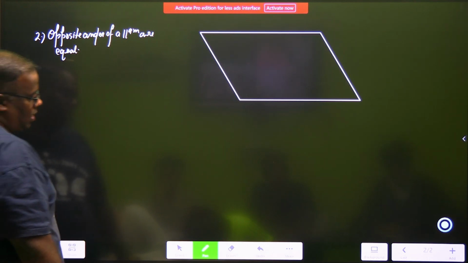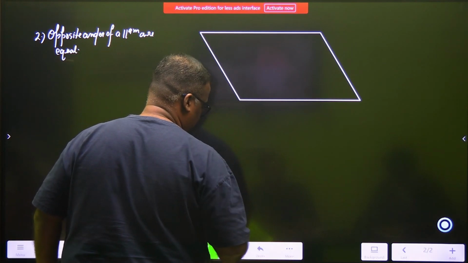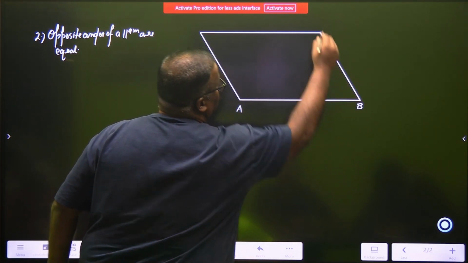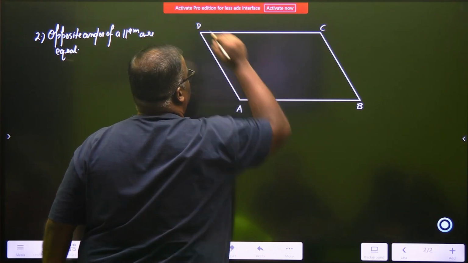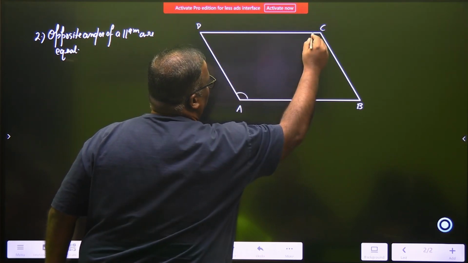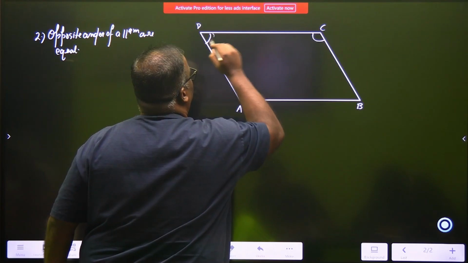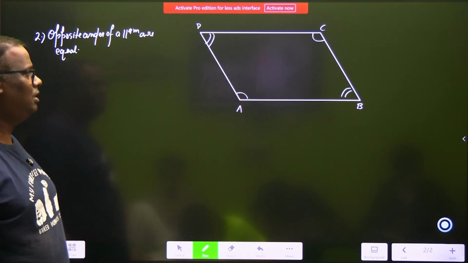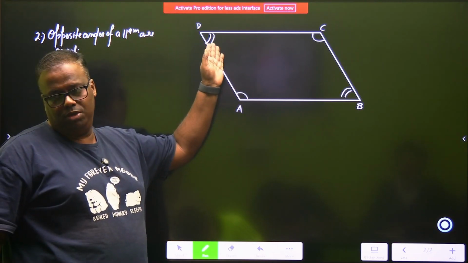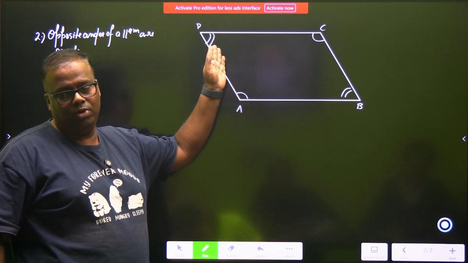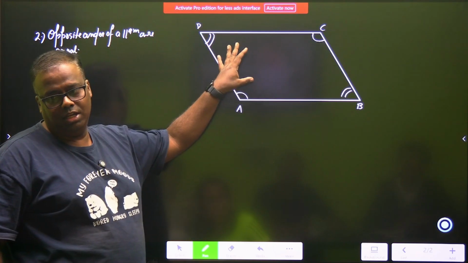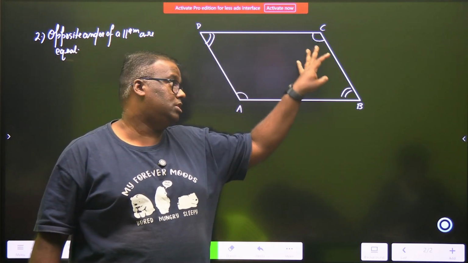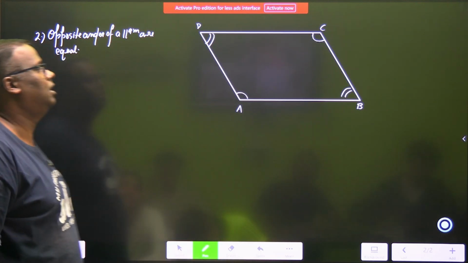Which means that if this is A, this is B, this is C, this is D, this angle will be equal to this angle, and this angle will be equal to this angle. How to prove it? Very easy. They are parallel. So this plus this should be equal to how much? 90 degree. Sorry, 180 degree. Consecutive interior angles or co-interior angles. This plus this is also 180. This plus this is also 180. यहाँ से आ जाता है आपका.